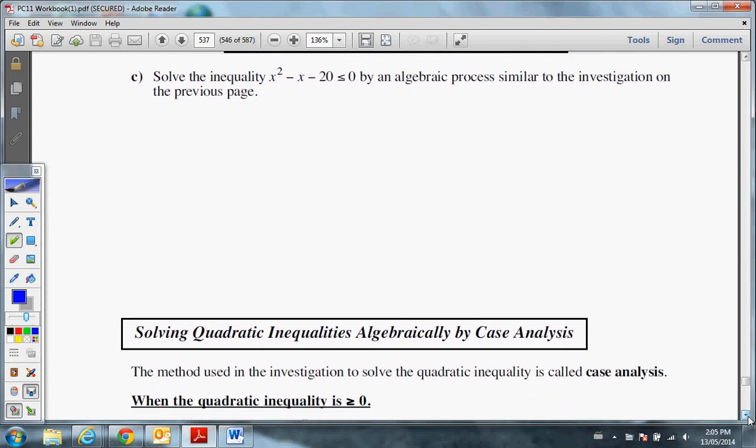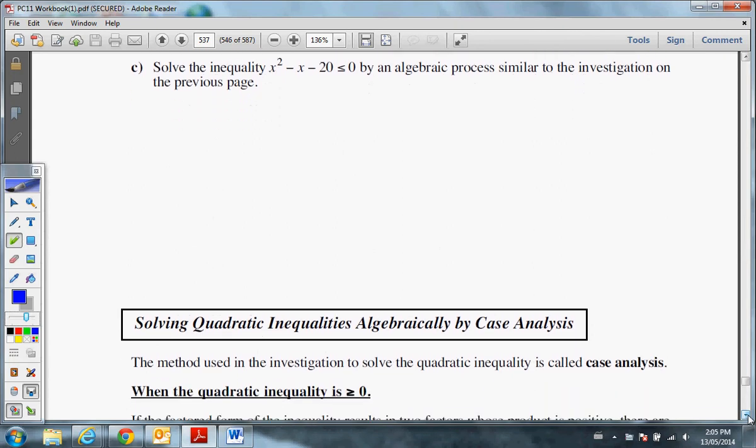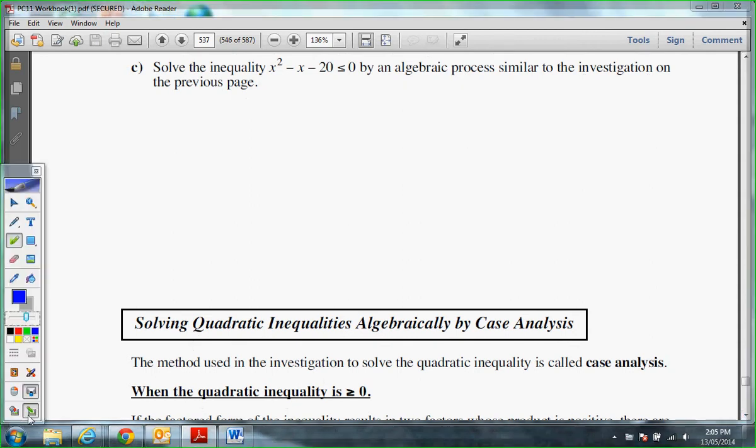All right, so let's try this one here. Solve the inequality x squared minus x minus 20 by an algebraic process similar to the investigation on the previous page. So this time, we're looking at x squared minus x minus 20. The first thing I want to do every time is go ahead and factor them. By factoring that, that's going to give me x minus 5.